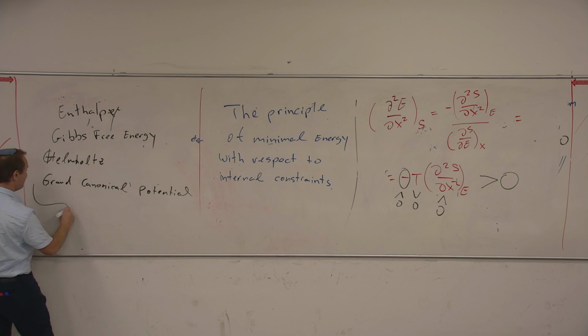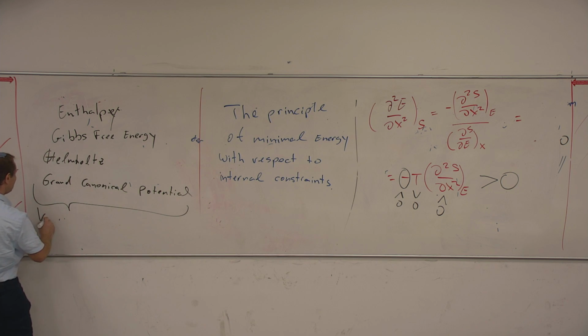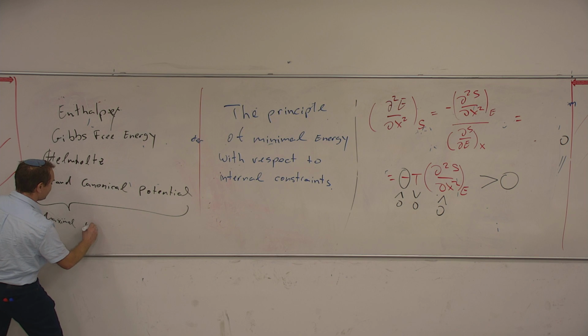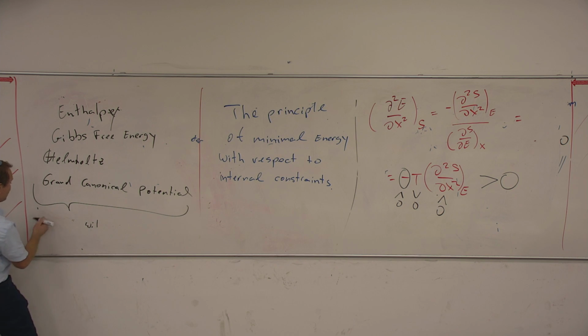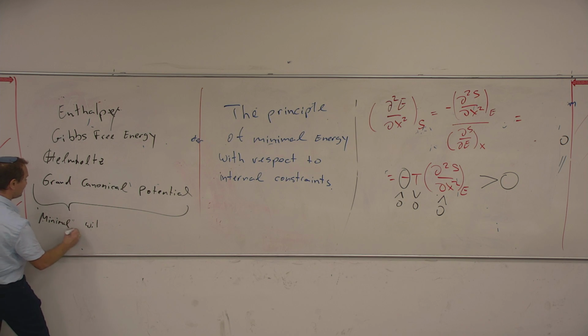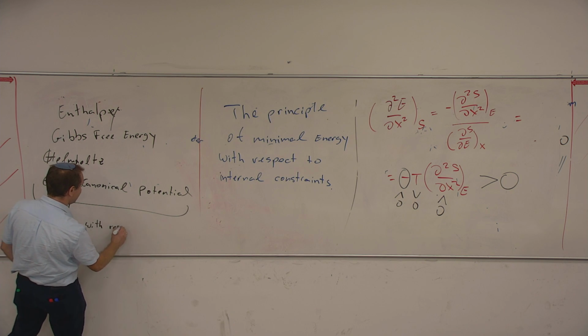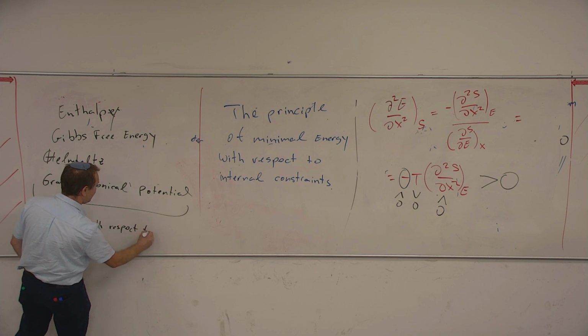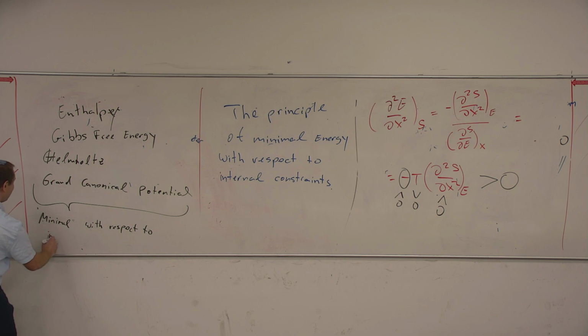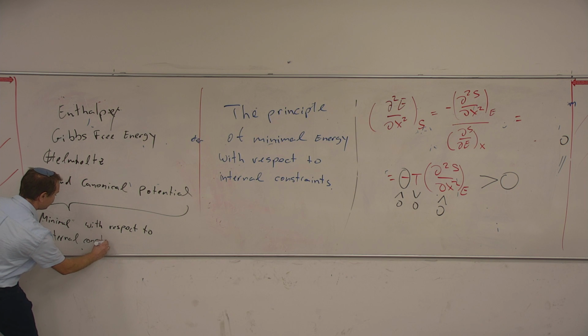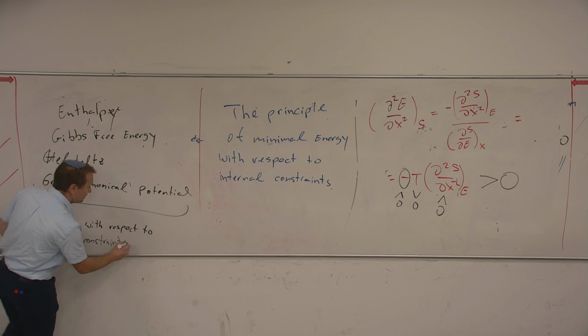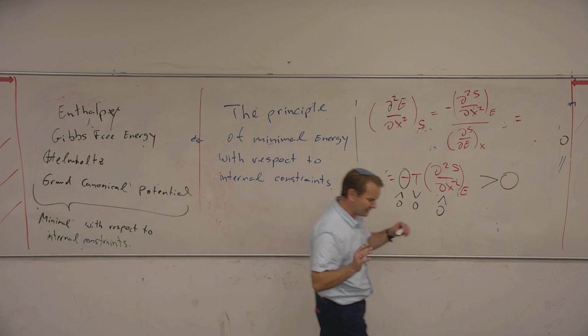For all of them, we have this variational principle: minimal, I'm sorry, not maximal. Minimal with respect to internal constraints, they are exactly like the energy. Did it work with the same proof? It's exactly the same proof.